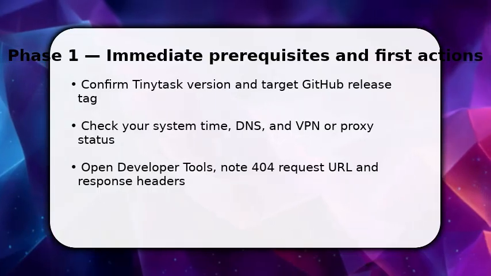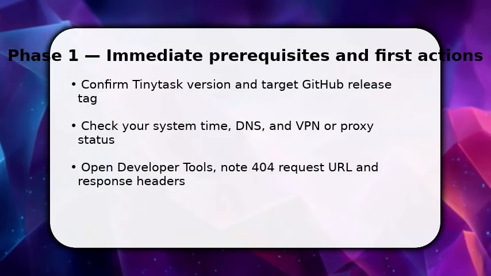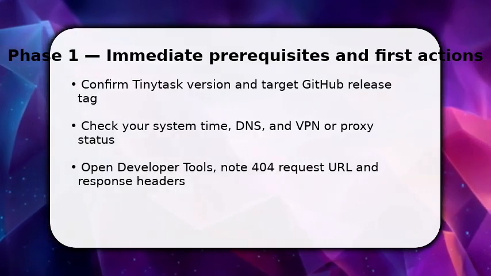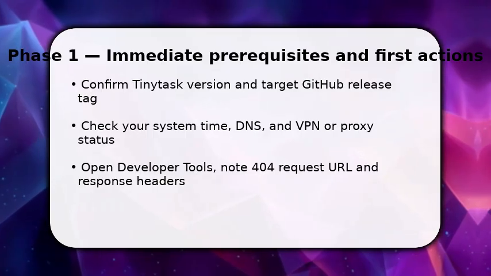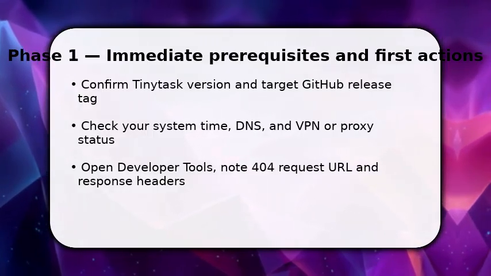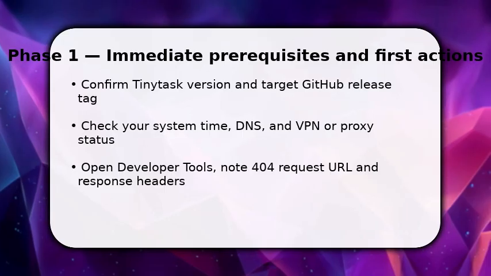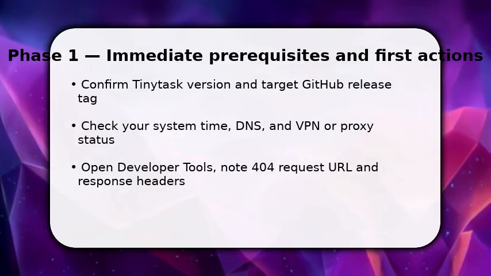You start by verifying prerequisites. Make sure Tinytask and the intended GitHub release tag match, and that you have admin access to the machine. Once done, confirm system time and DNS, and disable VPN or proxy briefly to rule out routing.